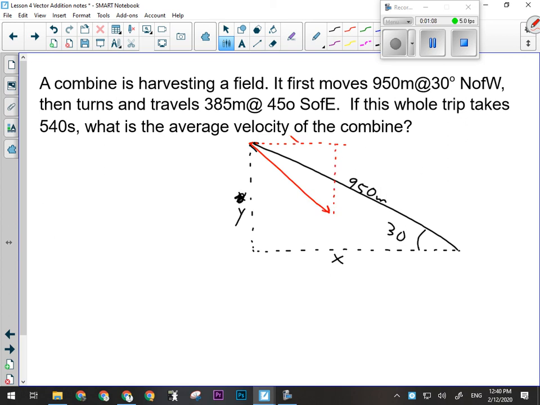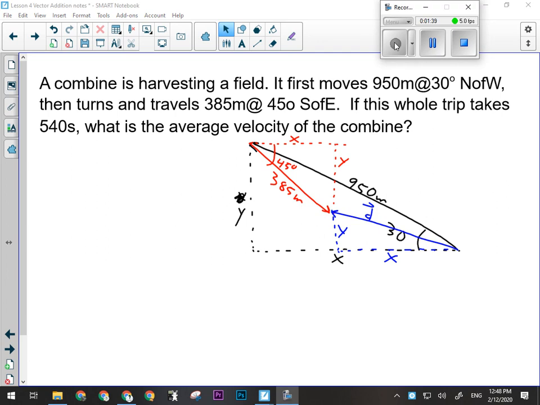So this will be x, this will be y. This angle here is 45 degrees. That goes all the way to there, and this is 385 meters in length, which means my resultant should go like so. So your diagram should look something like that. So let's have a look at this one here. We've got our diagram, we've got our x's and y's labeled.